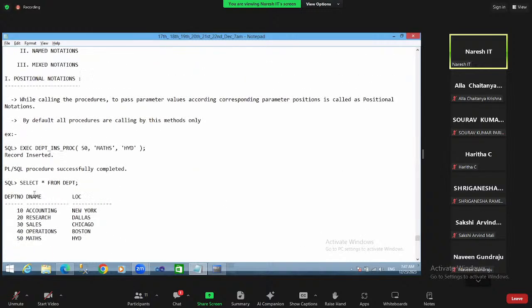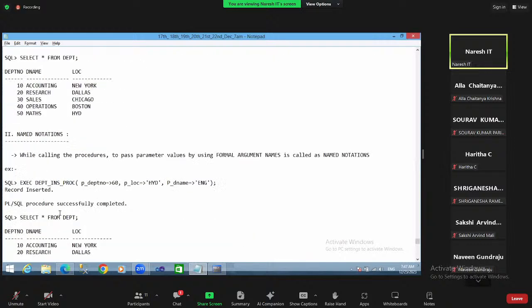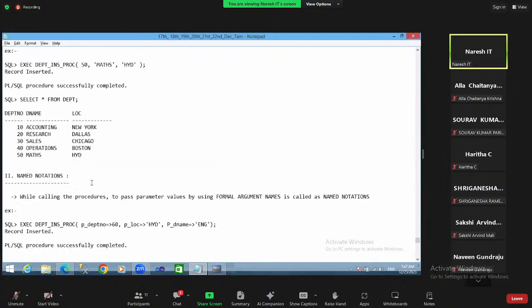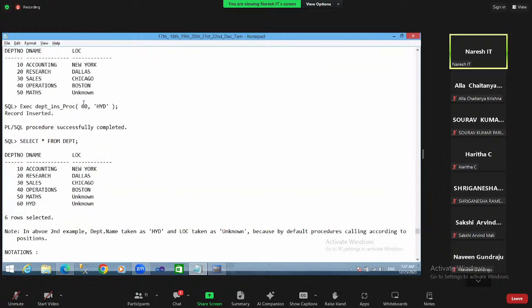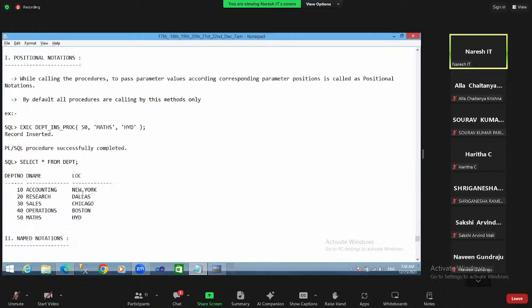In the second calling procedure, what happens, guys? Here I pass 60 and Hyderabad. I have only two inputs: the department number and the location. I don't have the department name. Once I pass them in this scenario, Hyderabad is taken as the department name and location is taken as unknown. Right or wrong? So in this scenario, we use mixed notations.